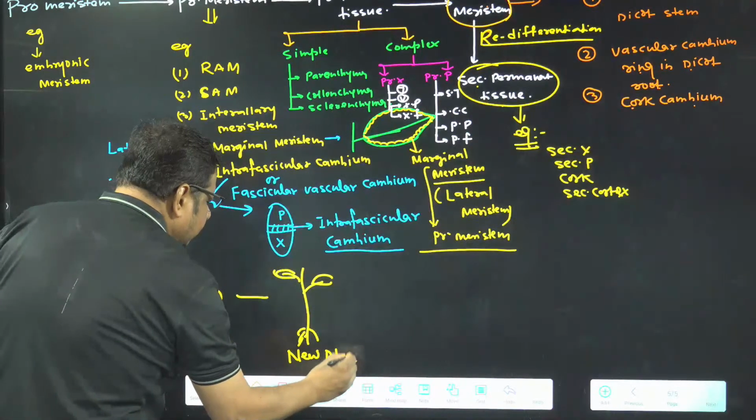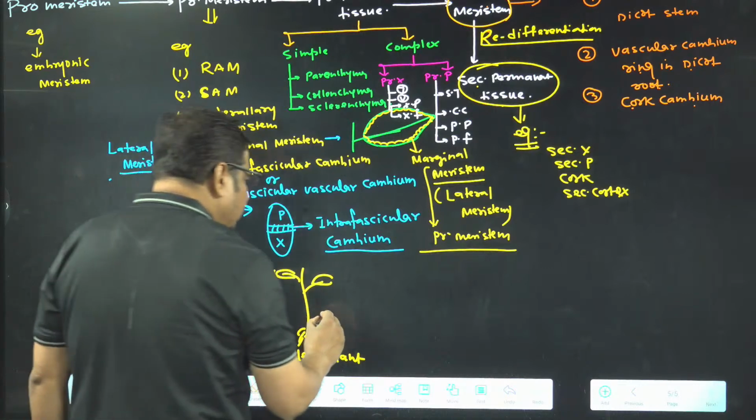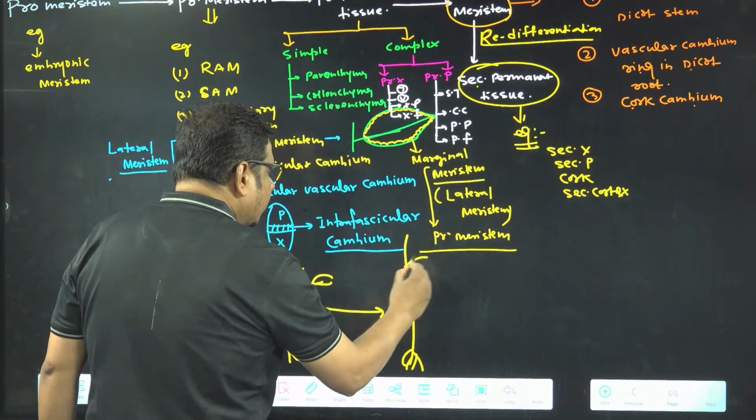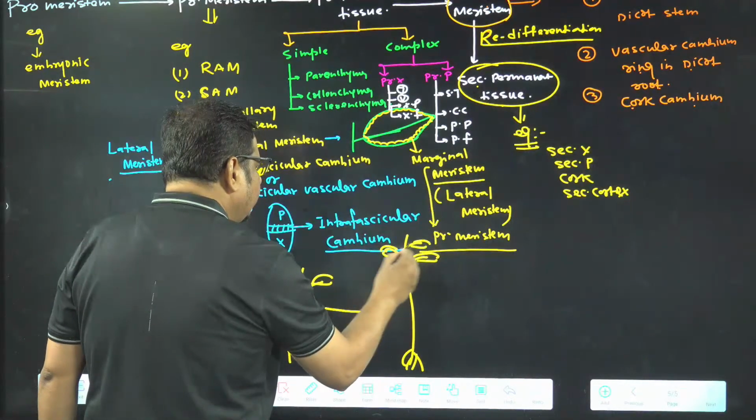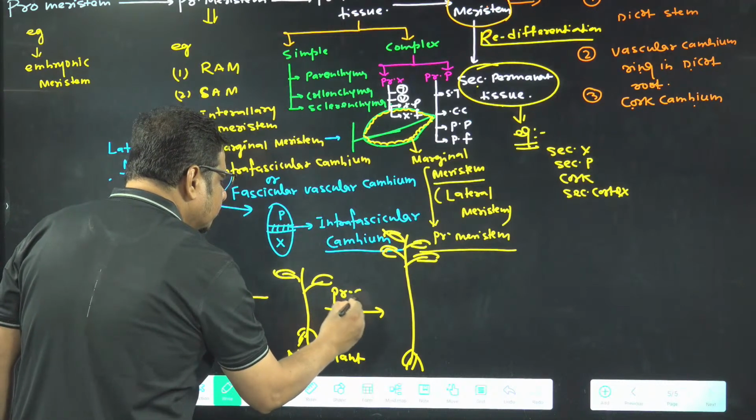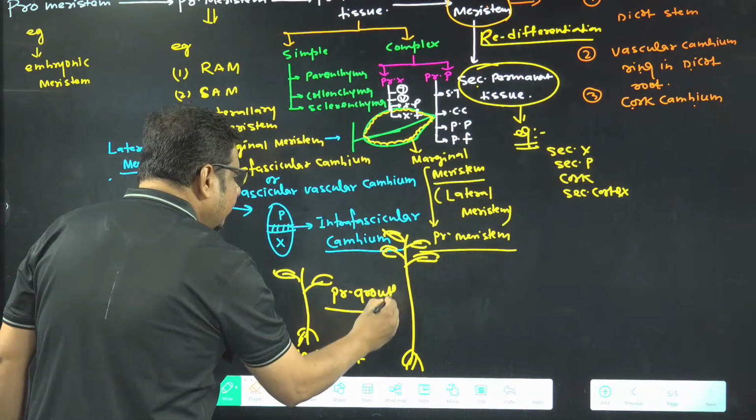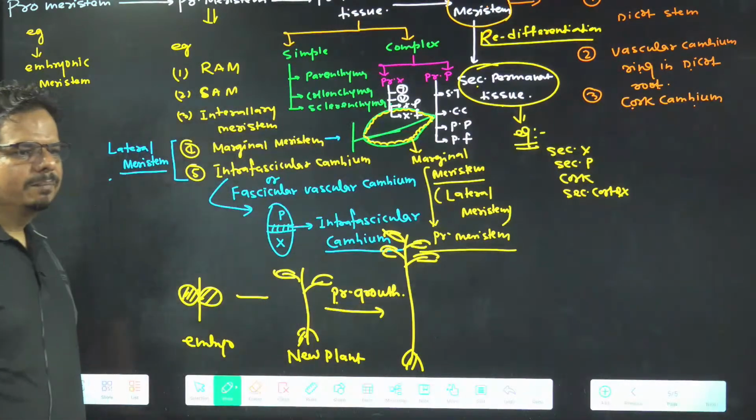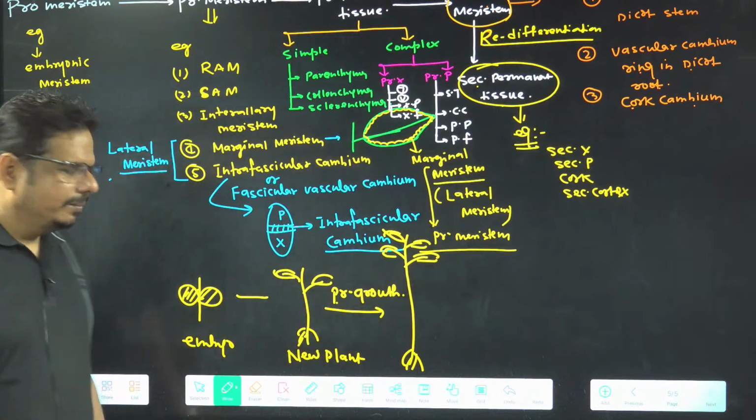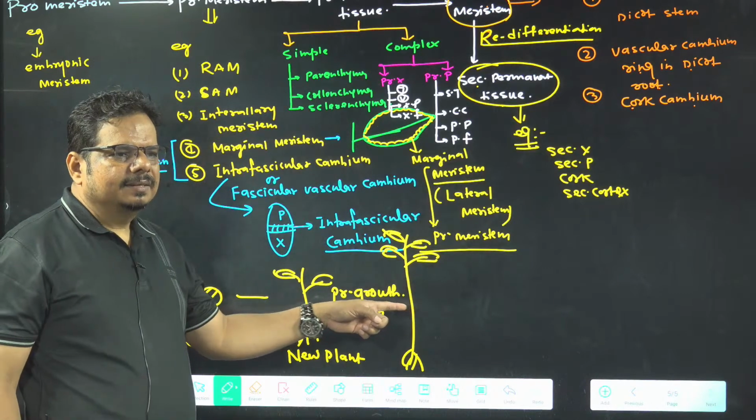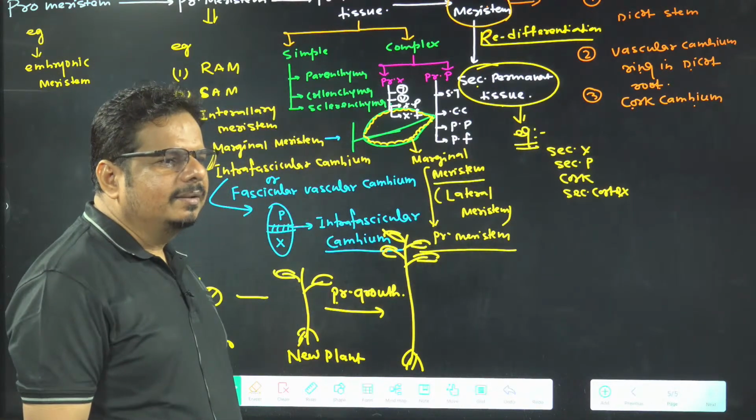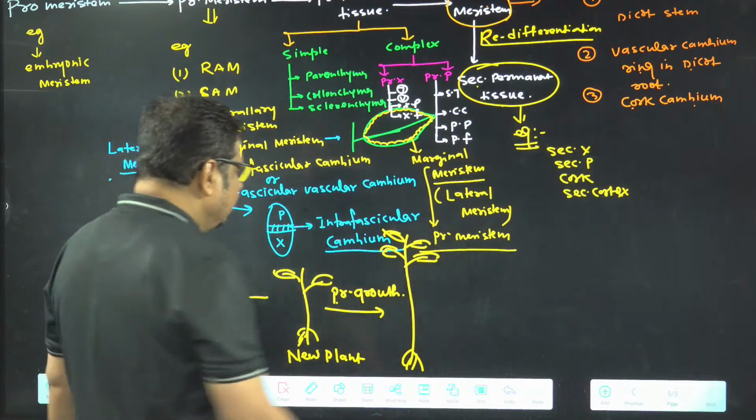Now what happens to this new plant? It grows in length. This is called primary growth. Are you getting the idea? Primary growth is caused by which meristem? Primary meristem. When a new plant is growing in size, it is called primary growth, and primary growth is caused by the activity of primary meristem.